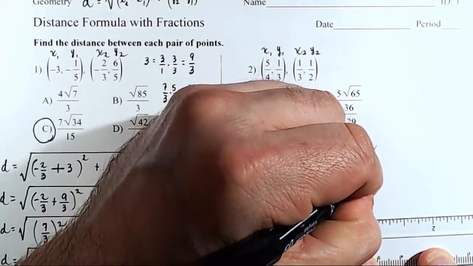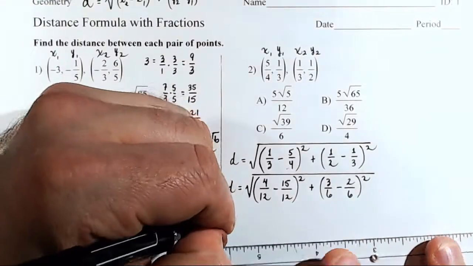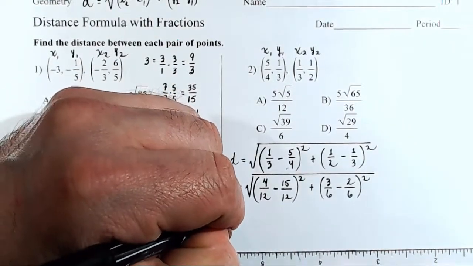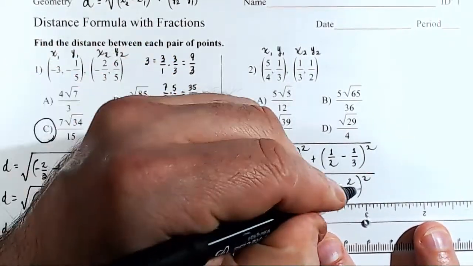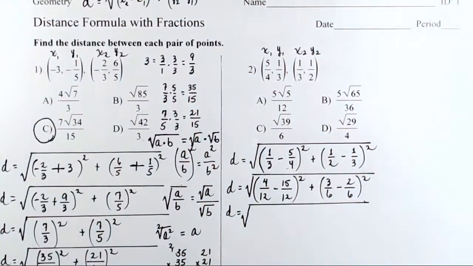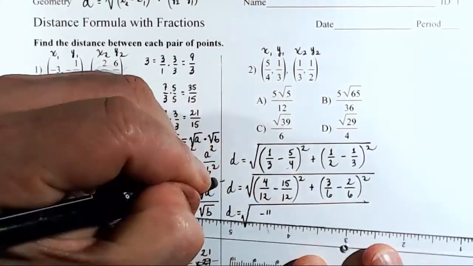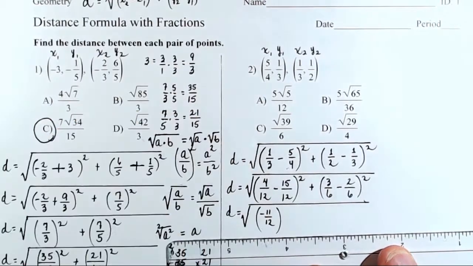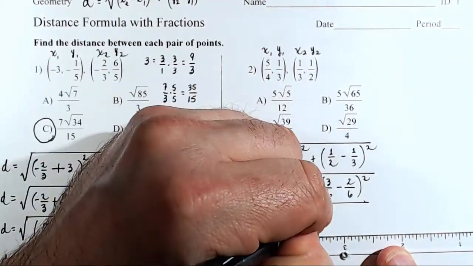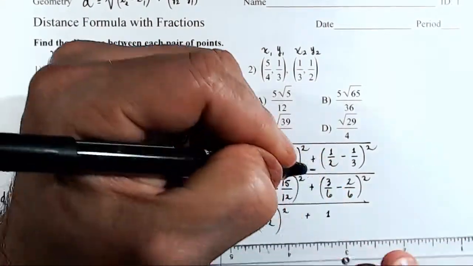And this is all squared. Well, now we can combine our fractions inside the parentheses. So d equals the square root of 4 minus 15 is negative 11 over 12, and that is squared, plus 3 minus 2 is 1, 1/6 squared.